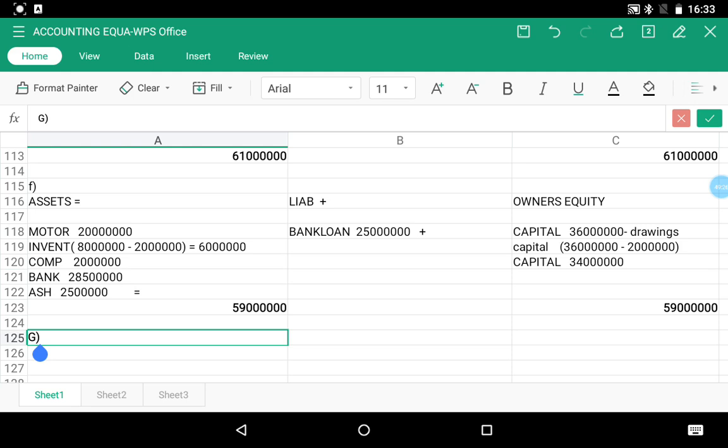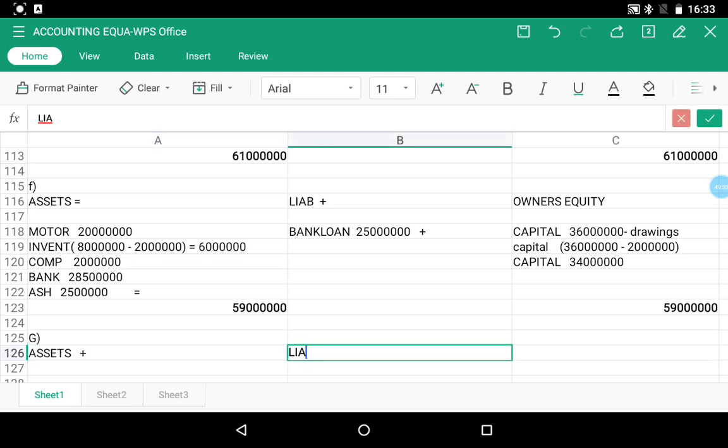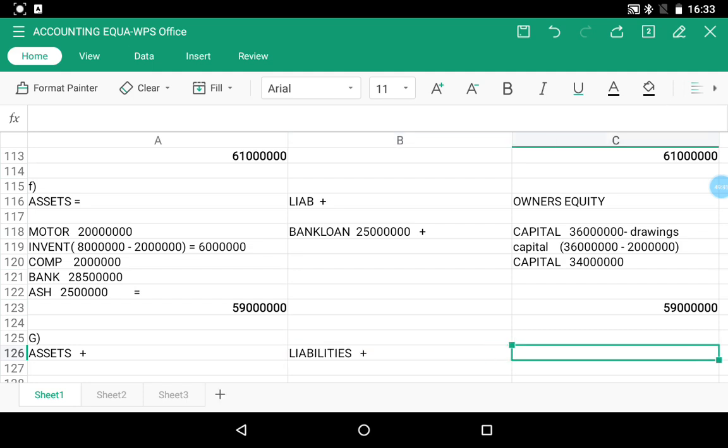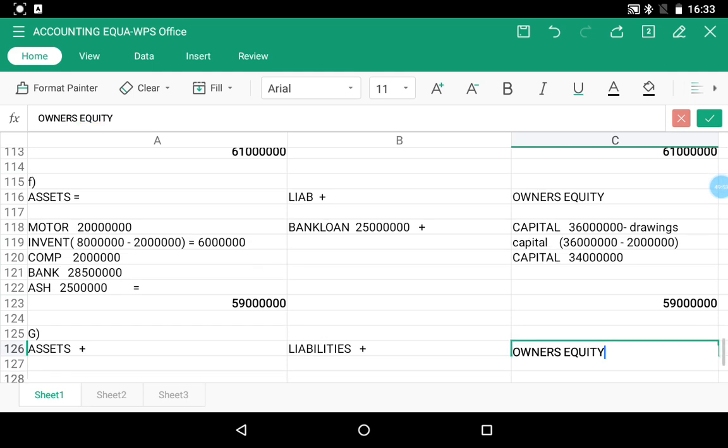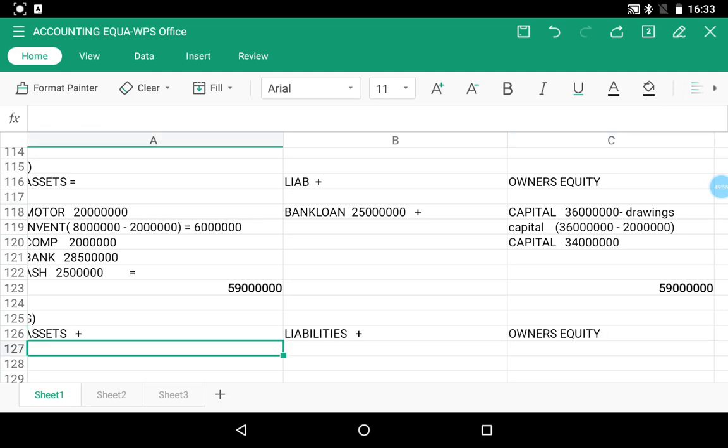Again, we shall first state our accounting equation, which is assets equal to liabilities plus owner's equity. So here we have motor vehicle worth 20 million.